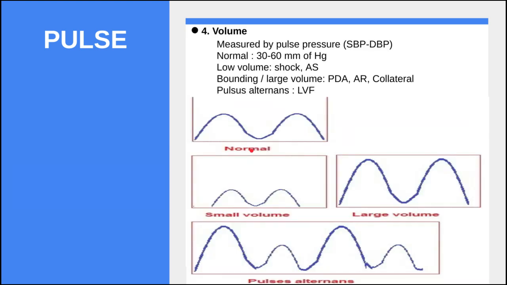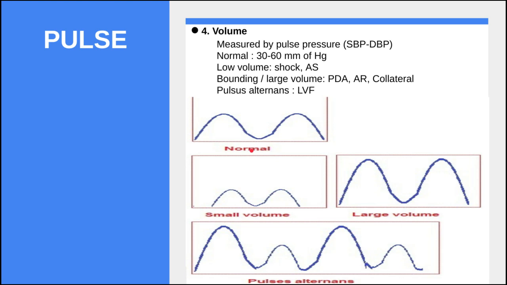Then the next parameter is volume. Pulse volume is the degree of expansion displayed by the artery during diastole and systole, and it is measured by pulse pressure. Normal pulse pressure is 30 to 60 mm of Hg, and pulse pressure is the difference between systolic blood pressure and diastolic blood pressure.